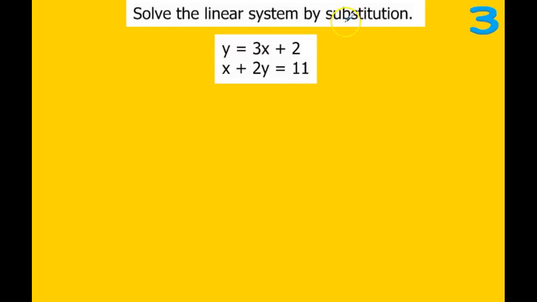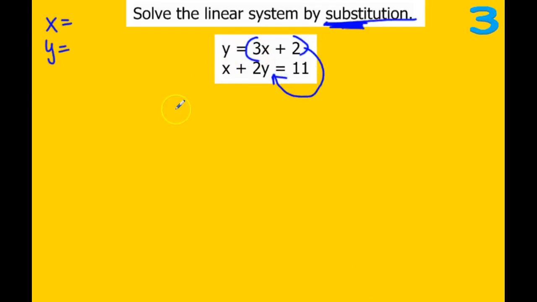Alright, let's try another one by substitution. Later on, we're going to learn a third method, so it's important that we know the names of these equations, or how to solve them. Remember, we need x by itself or y by itself so we can substitute into the other equation. This one has y by itself, so anytime I see y, I'm going to replace it with 3x plus 2.